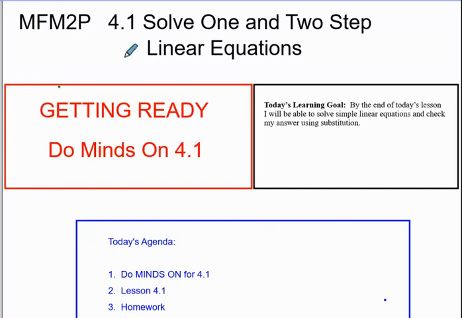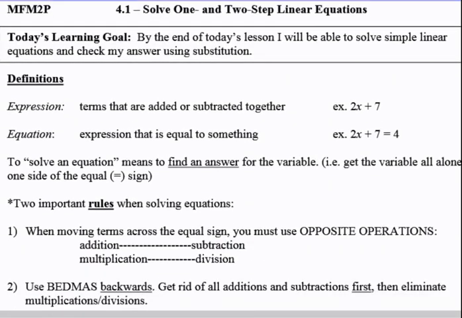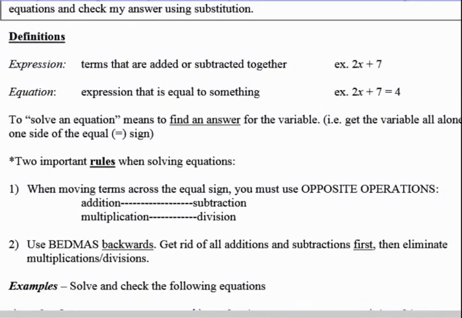Okay, so what we're doing is 4.1, solve one and two step equations. You probably have done a lot of these in the past. Again, this kind of recaps what we just did. An expression is the adding or subtracting of one or more terms. So this is an expression. But when it changes to an equation, now we have an equal sign. That's the difference between expressions and equations.